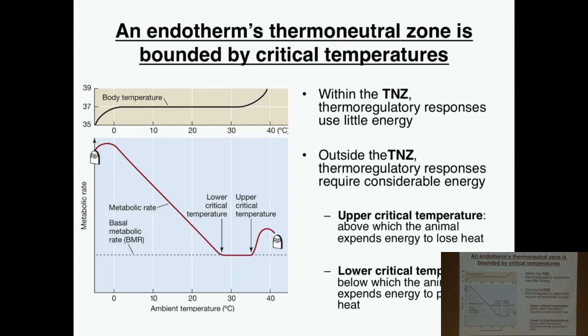So within this thermoneutral zone, thermoregulatory responses use very little energy. And we'll look at what some of those responses will be in a few minutes. In contrast, outside the thermoneutral zone, these responses require a lot of energy. So that's why you see the metabolic rate rising rapidly as you go below the lower critical temperature and above the upper critical temperature.